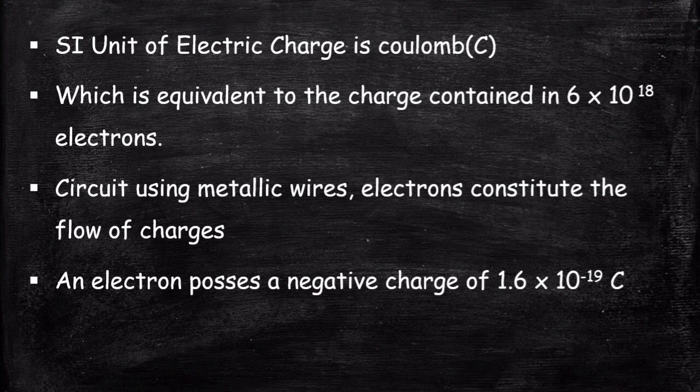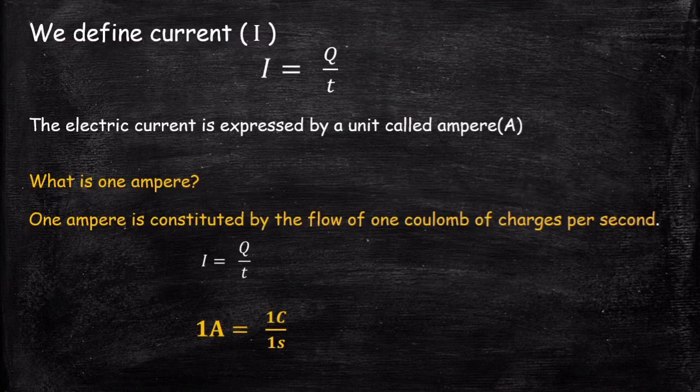The SI unit of electric charge is the coulomb, which is equivalent to the charge contained in 6 x 10^18 electrons. In a circuit using metallic wire, the charges are electrons. An electron possesses a negative charge of 1.6 x 10^-19 coulomb. We define current I as I = Q/t.